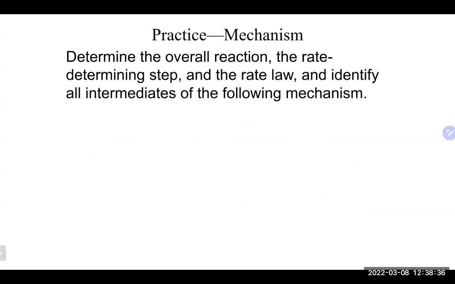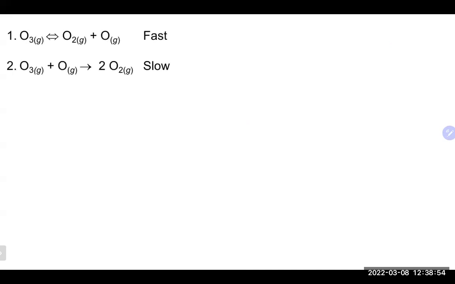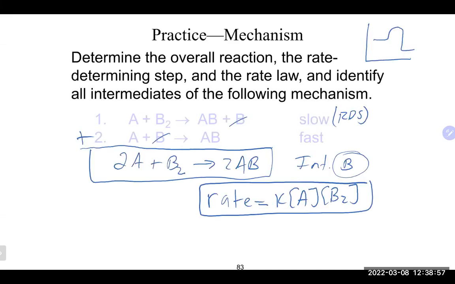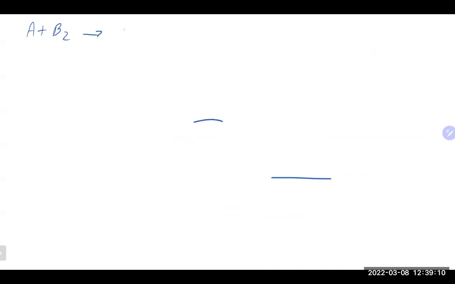Okay. Now before we move on from mechanism, let's talk a little bit about how we could display a mechanism using the energy diagram. So if you remember, the energy diagrams are those ones we saw earlier, that has the activation energy and stuff like that. So why don't we steal this one here? So A plus B2, A plus B2 goes to A, B, and B.